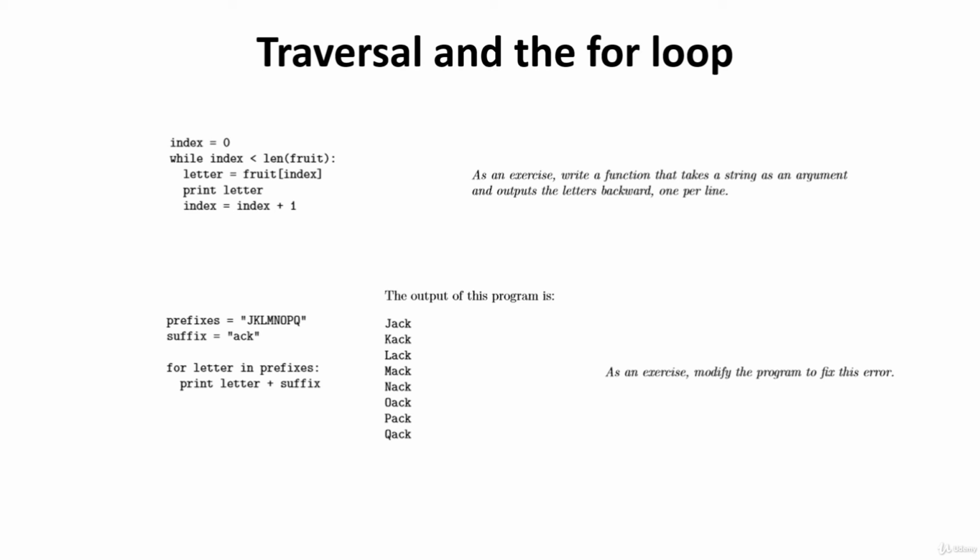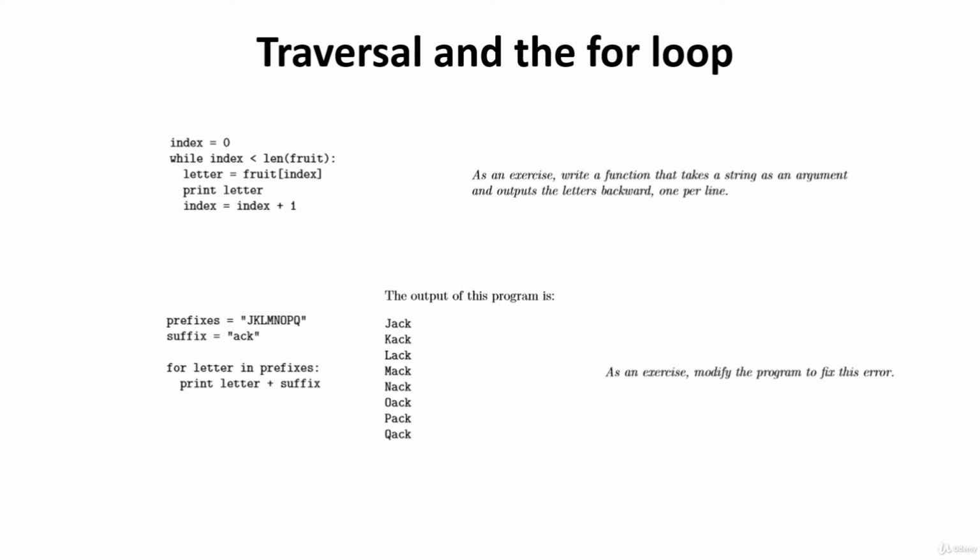Now there is an exercise. If you want, you can try. As an exercise, write a function that takes a string as an argument and outputs the letters backward, one per line.